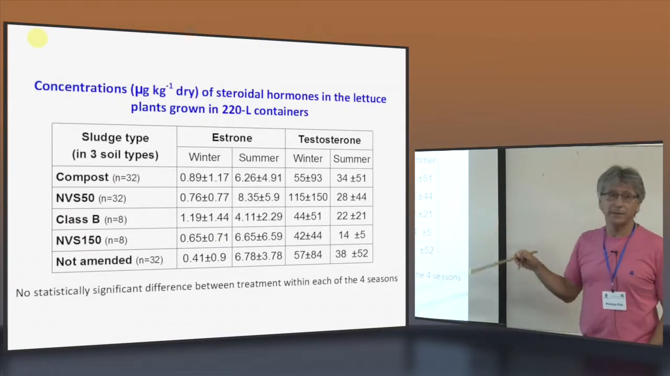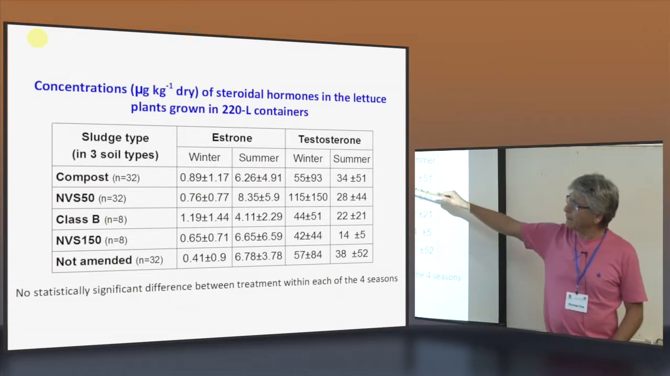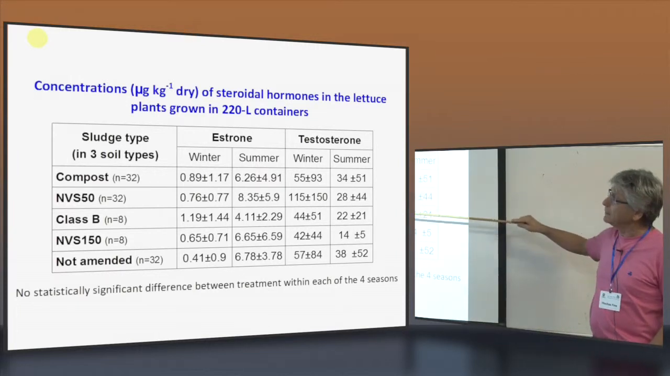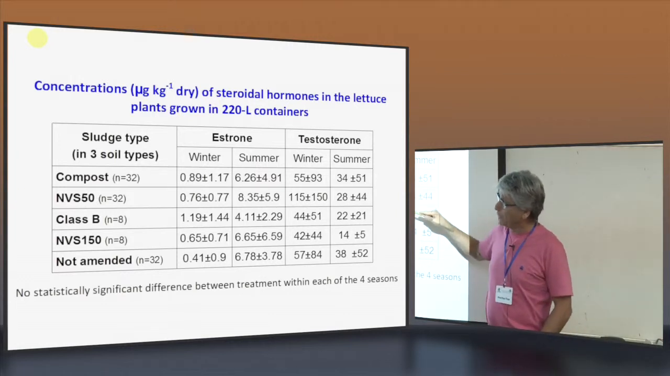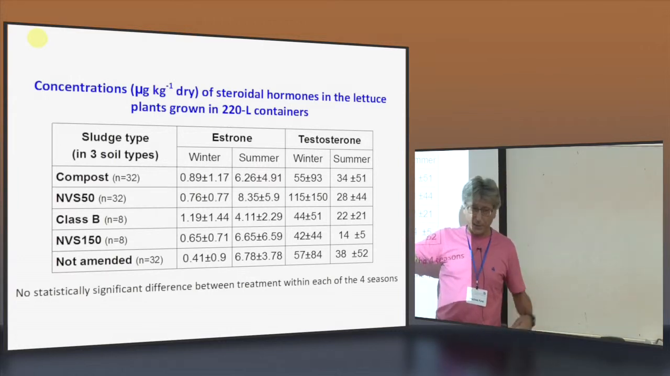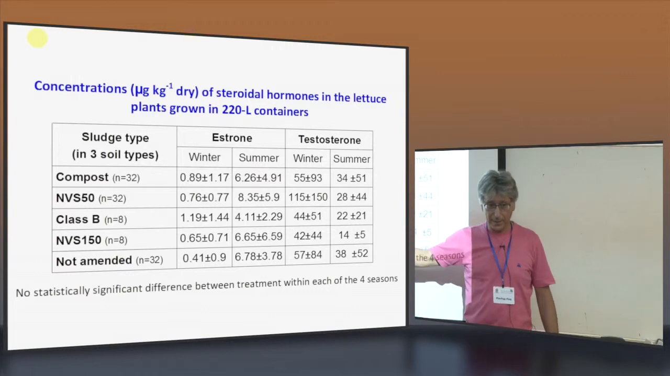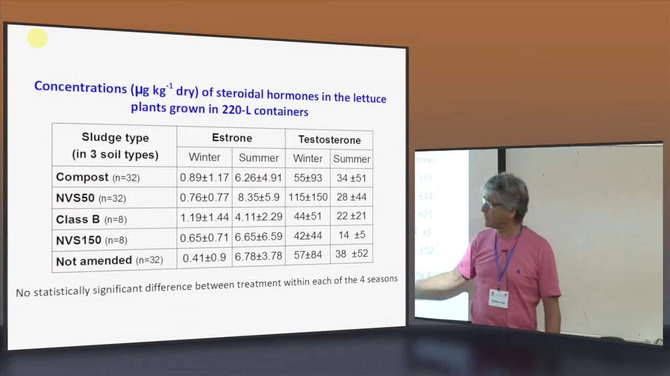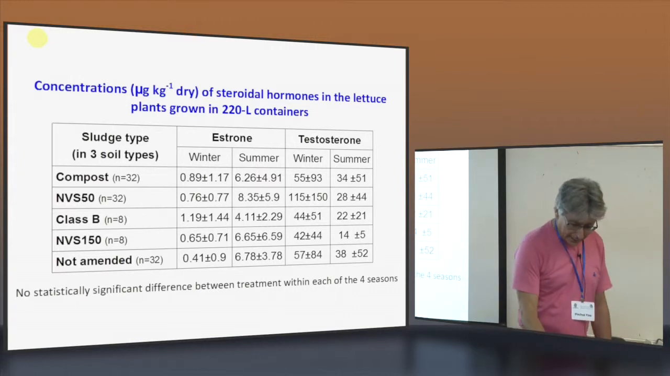We also measured hormones in the lettuce. And again, these are the four seasons. No difference between the various materials, this is in the three soils pulled together. This is 150 kilograms nitrogen. This is 60 tons cumulative per, 600 tons per hectare cumulative. Three times, cumulative 600 tons. So again, no effect on estrogen and testosterone content in the plant.